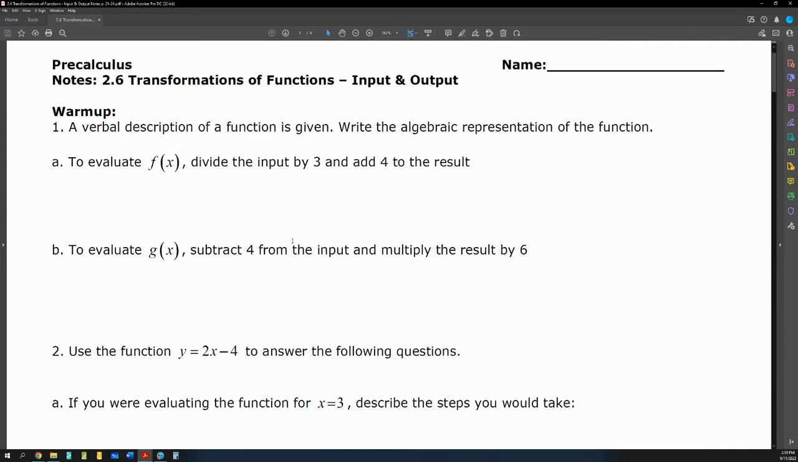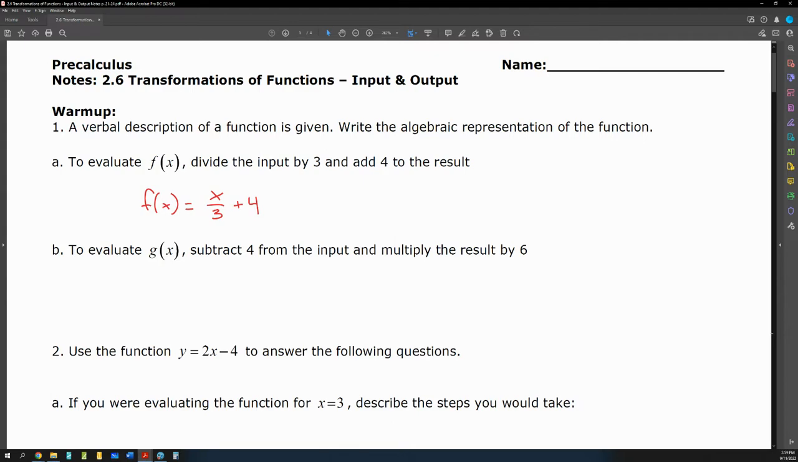So for 1a, to evaluate f of x, divide the input by 3 and add 4 to the result. So if I want to evaluate f of x, I'm going to take my input x and divide it by 3. And from that resultant quantity, I'm going to add 4. So our answer, f of x is equal to x over 3 plus 4.